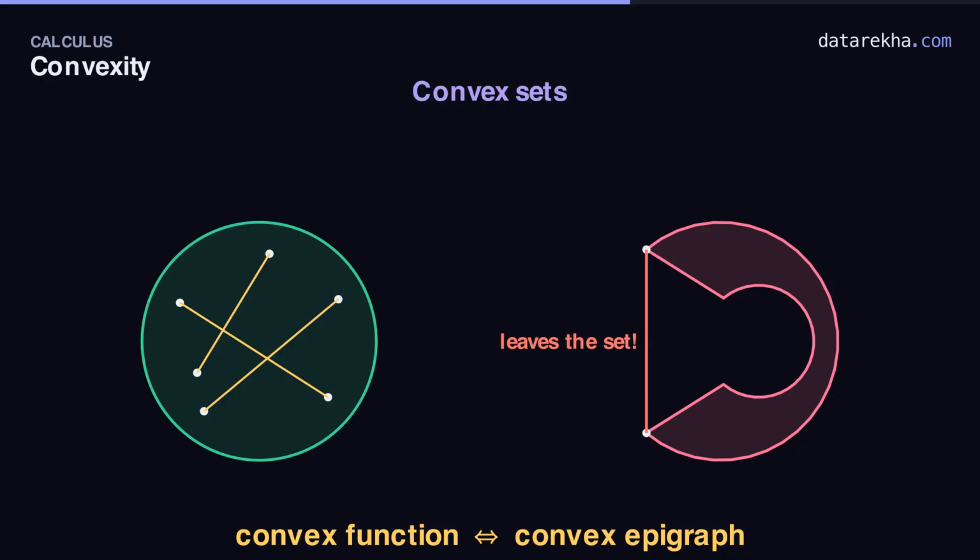And the two ideas link beautifully. A function is convex exactly when the region above its graph, its epigraph, is a convex set. The chord picture, in one tidy sentence.